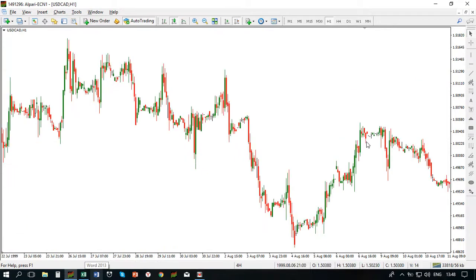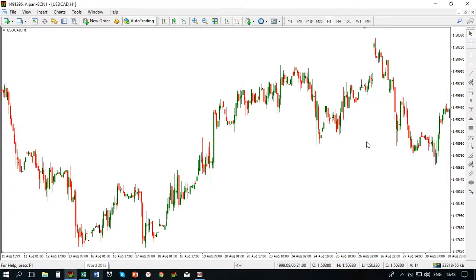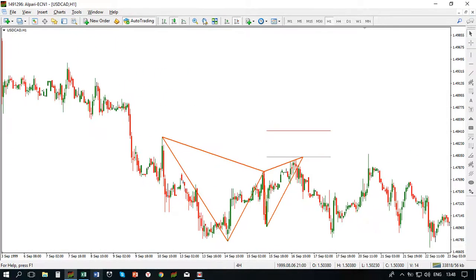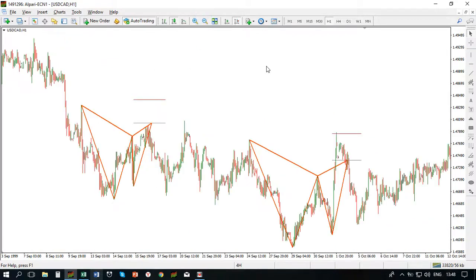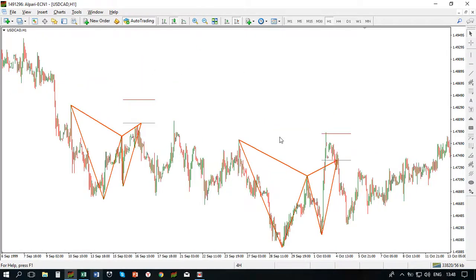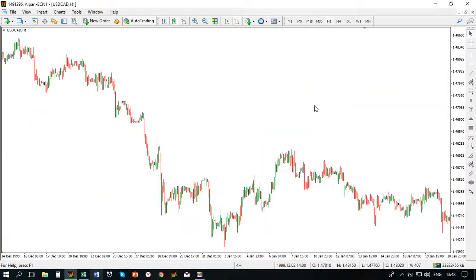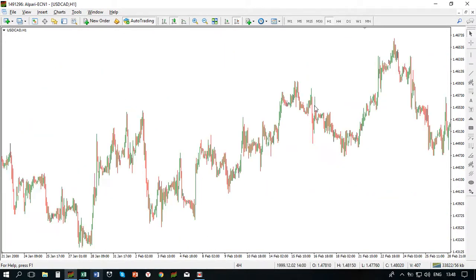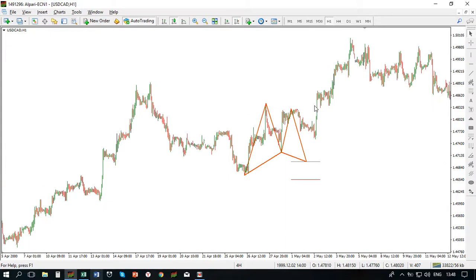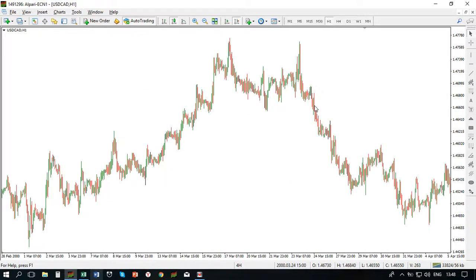Let's go next. Let's find some more patterns. This is a trend continuation pattern, you can see that. This is also a trend continuation pattern. We are looking only at reversals or consolidations. Skip the patterns that are continuations.